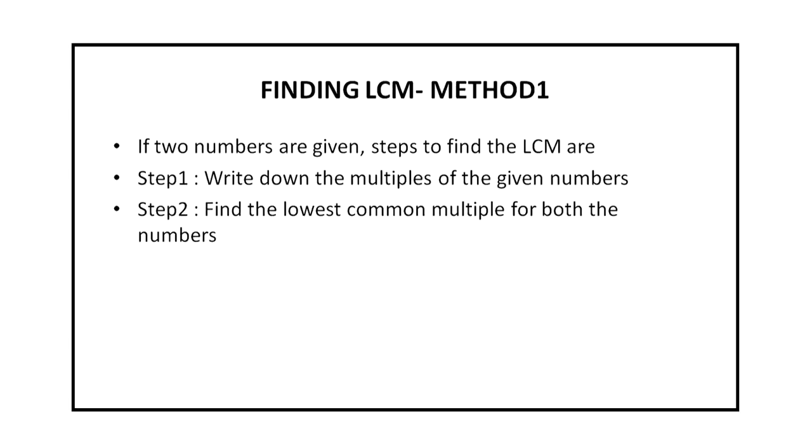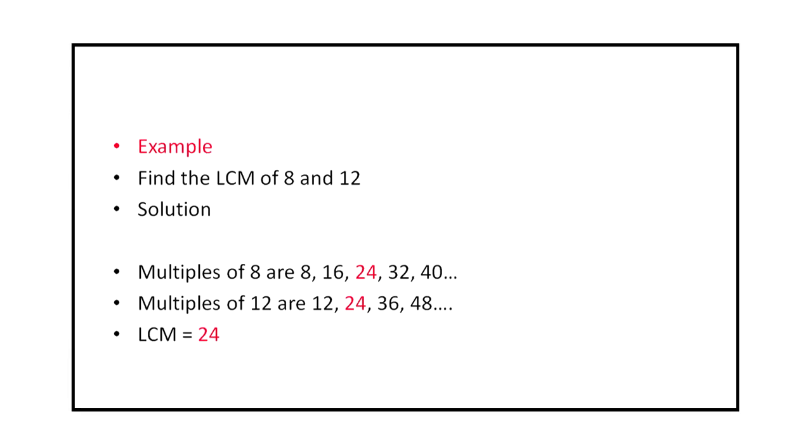Finding LCM. There are also different methods to determine the LCM. Method 1: if two numbers are given, the steps are as follows. Step 1, write down the multiples of the given numbers. Step 2, find the lowest common multiple for both the numbers. Example, find the LCM of 8 and 12.